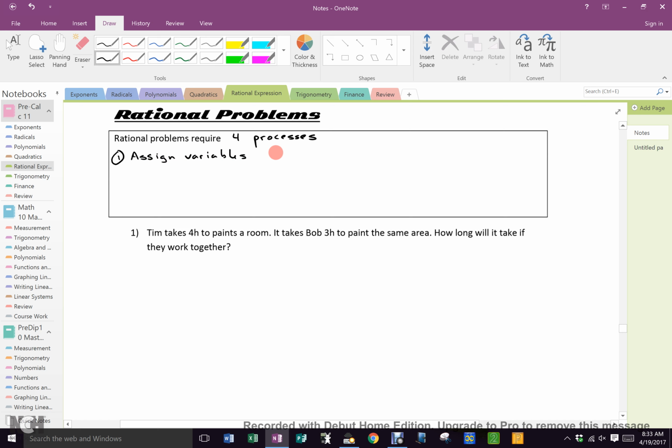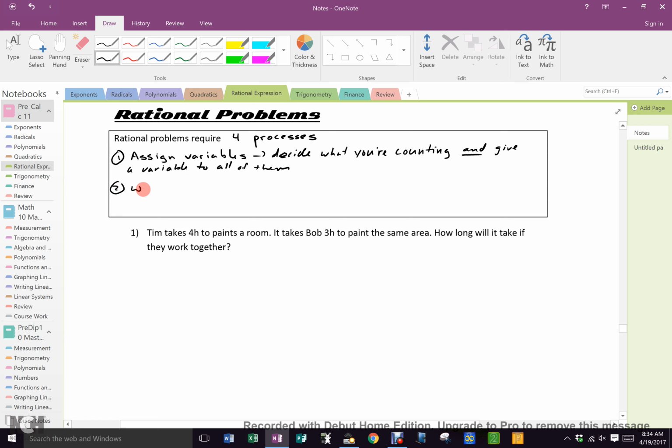All right? Now, what does this mean when I say assign variables? I don't mean X, Y, Z. That's not it. You have to say what they are. So to assign a variable, you must decide what you're counting and give a variable to all of them. That's step one, process one.